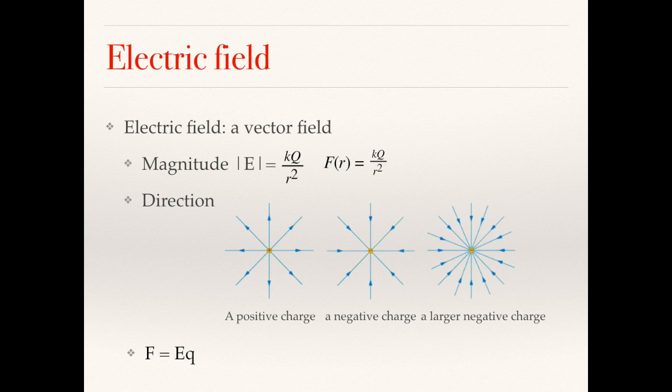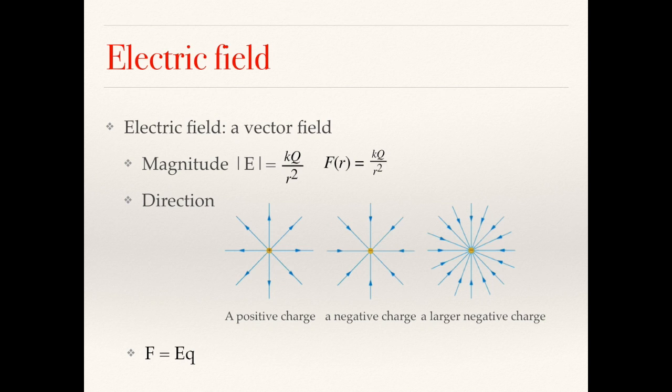Then about the direction, if we have a positive charge, the direction of electric field is pointing out of the charge, and if we have a negative charge, it is pointing into the charge, no matter what distance it is from the charge. As we see in the graph below, the direction of the arrow means the direction of electric field, and the density of lines means roughly the magnitude of electric field. So in the picture on the right, we see a larger negative charge. It has many more lines than the two pictures on the left.